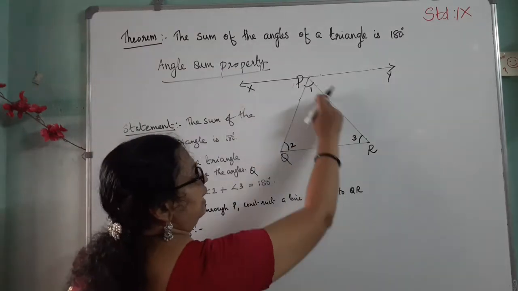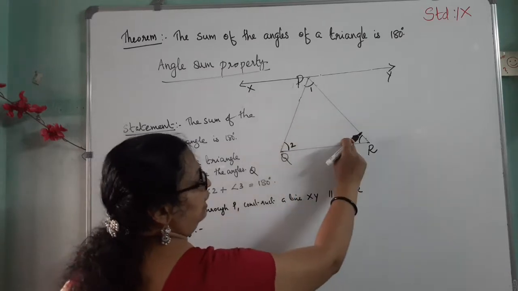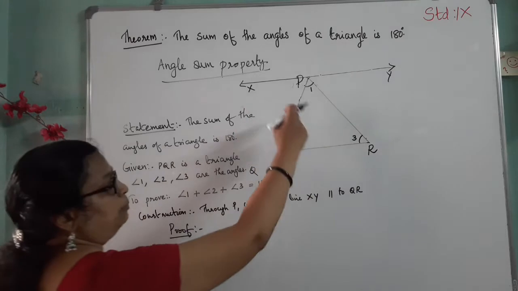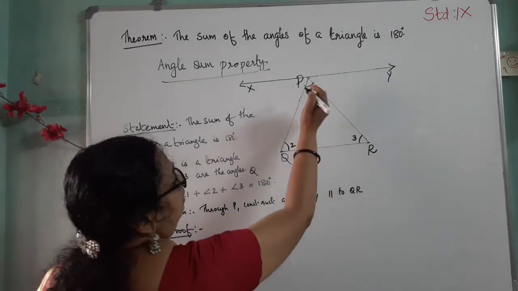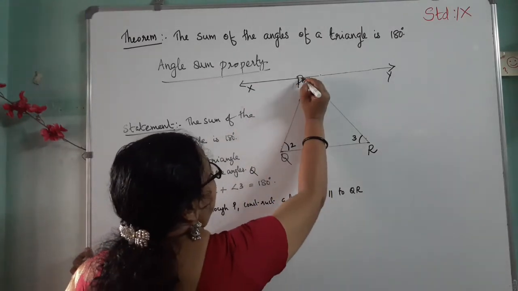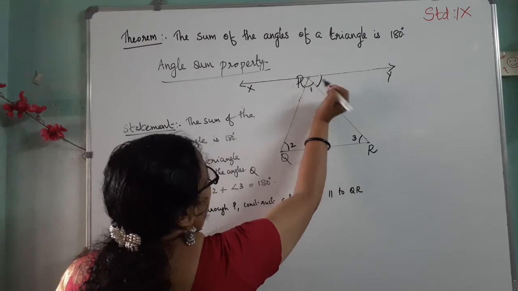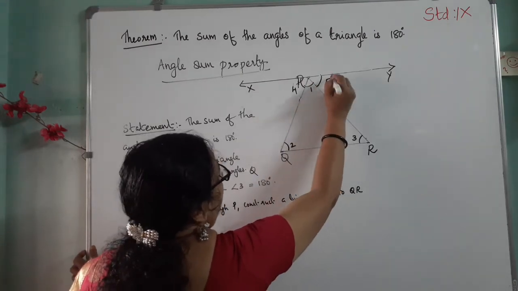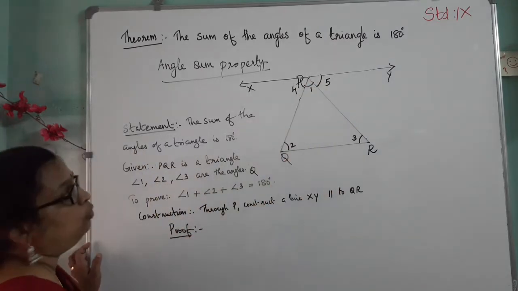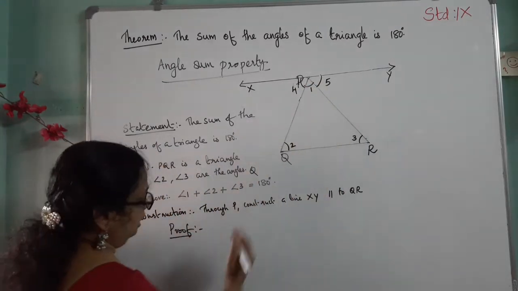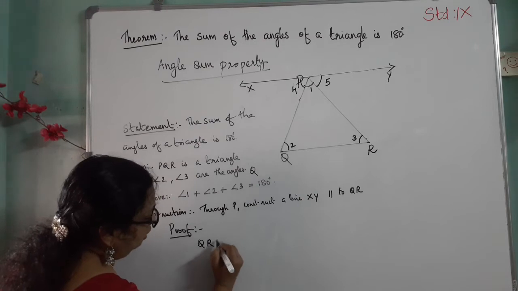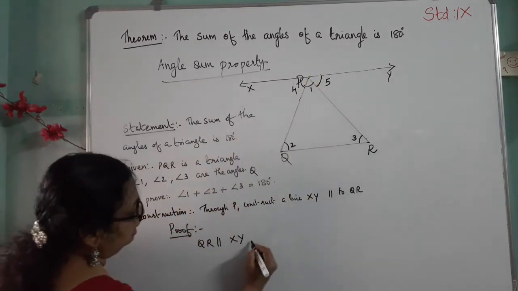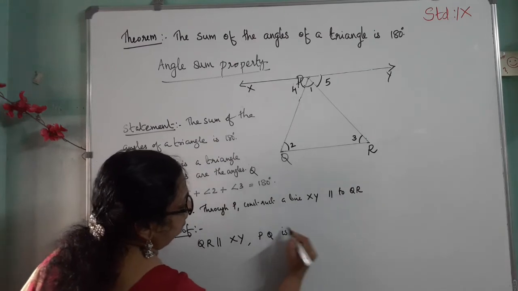Listen, this is a triangle. The triangle is given, and 1, 2, 3 are the angles. Through P we construct a line XY parallel to QR. When this line is constructed, 2 more angles are formed here, besides the 1, 2, 3 we were given, and we name these angles 4 and 5. QR is parallel to XY, and PQ is a transversal.